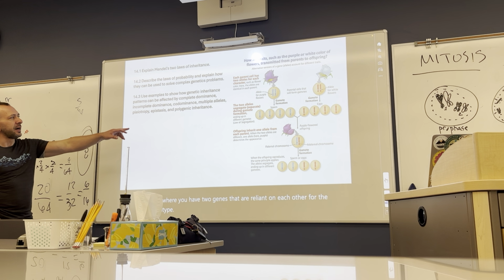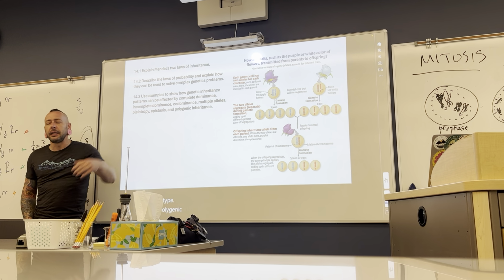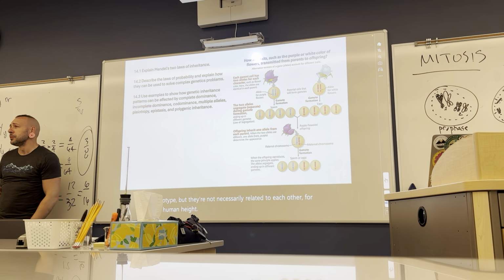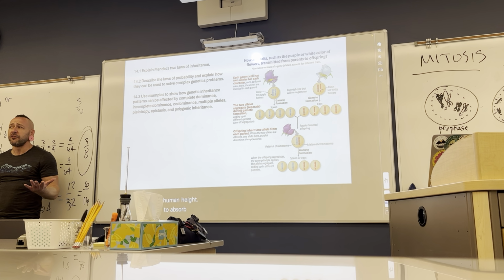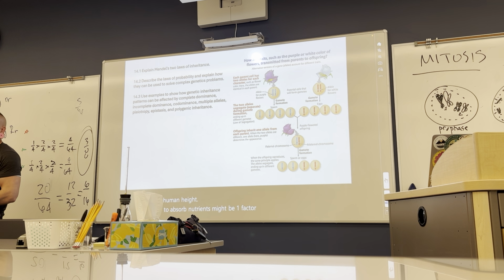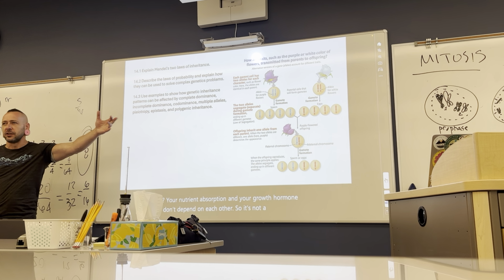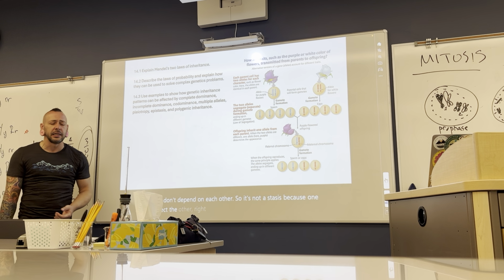And then polygenic inheritance is where multiple genes are involved in some phenotype, but they're not necessarily related to each other. For example, in human height, your ability to absorb nutrients might be one factor that leads to how tall you are. The amount of growth hormone that you produce might be another factor. Those don't depend on each other, so it's not epistasis because one doesn't affect the other. But it is still two genes that affect the final phenotype.